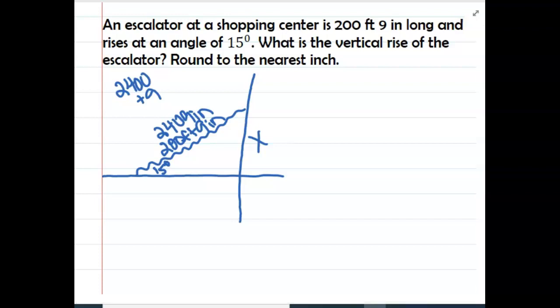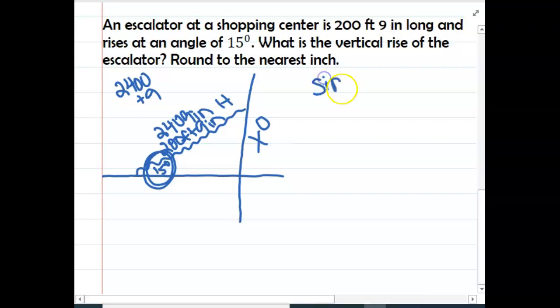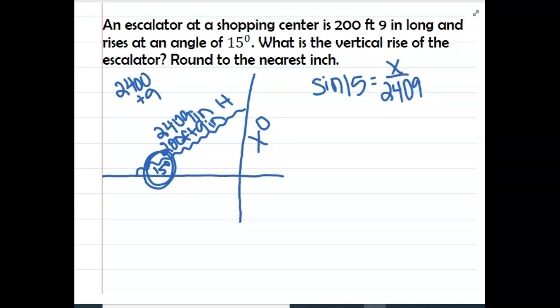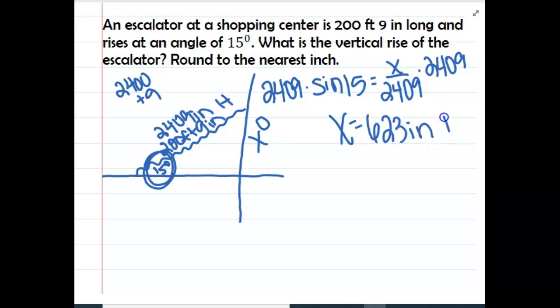Okay, now, in relation to the 15-degree angle, what sides do I have? I have the hypotenuse and the opposite, which is which ratio? Sine. So we're going to do sine of 15. My opposite is x. My hypotenuse is that 2,409. Now the x is in the numerator. No worries there. These are the easy ones. This is solve for x. We're just going to multiply both sides by 2,409. When you take 2,409 times sine of 15, you should end up with about 623 inches.